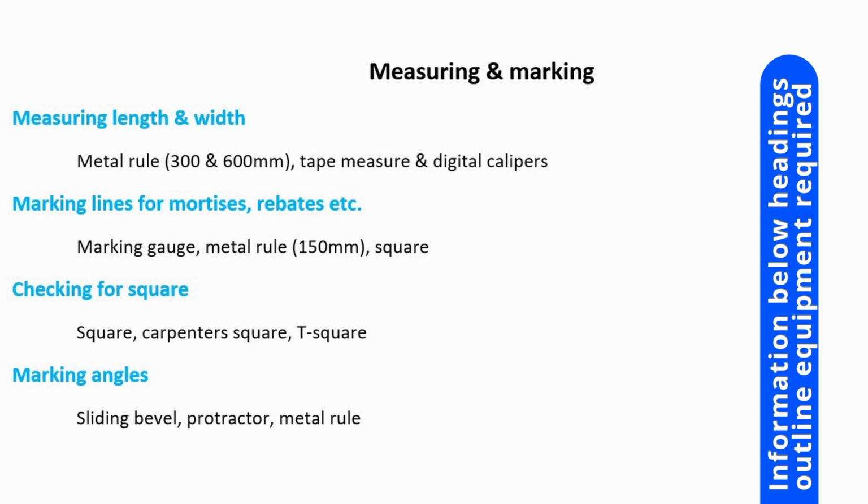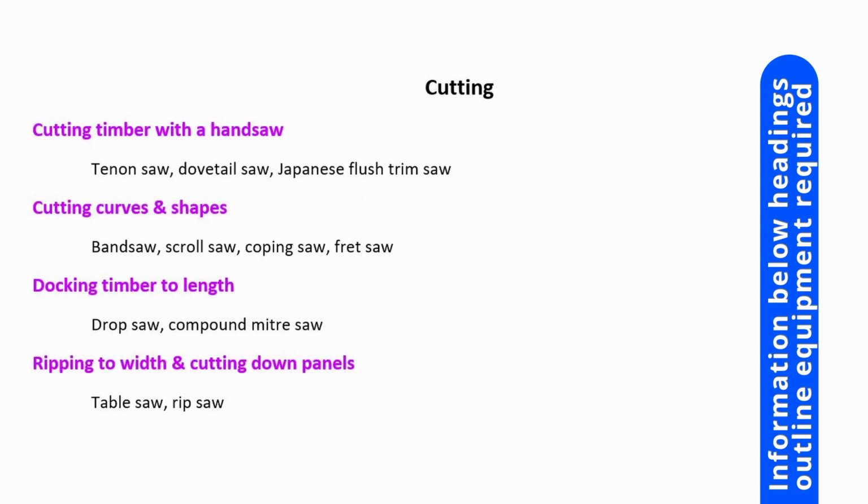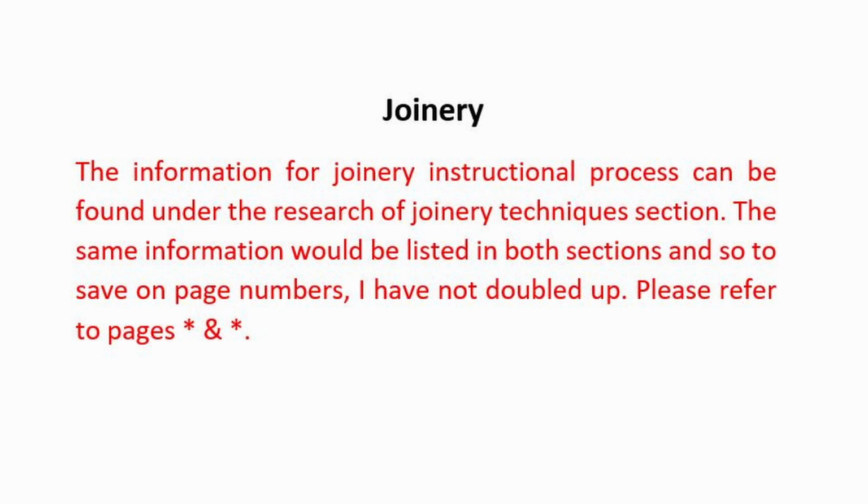and marking angles. Under cutting, you have cutting timber with a handsaw, cutting curves and shapes, docking timber to length, ripping to width, and cutting down panels. Now, joinery is a little bit different, and this is where instead of having a table, you're going to have a small statement which sends the marker back to your research of joinery techniques. The information for the joinery instructional process can be found in the Research of Joinery Techniques section. The same information would be listed in both sections, and so to save on pages, I have not doubled up. Please refer to the following pages to find the information.